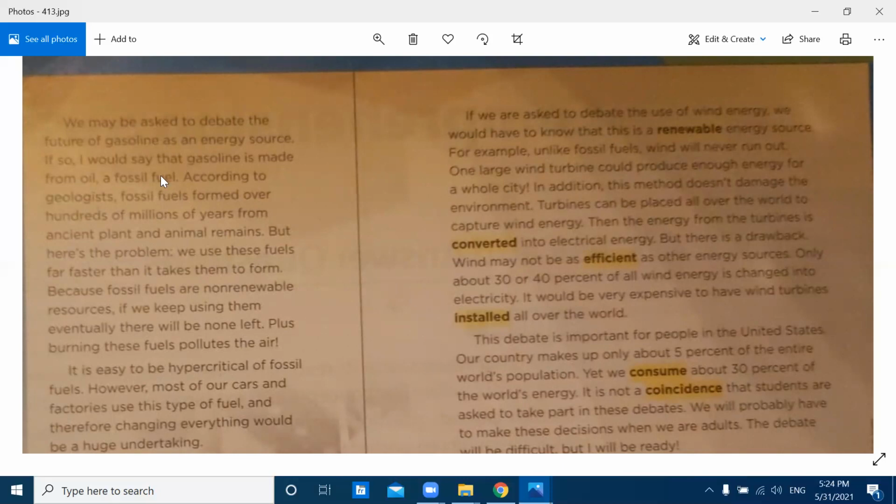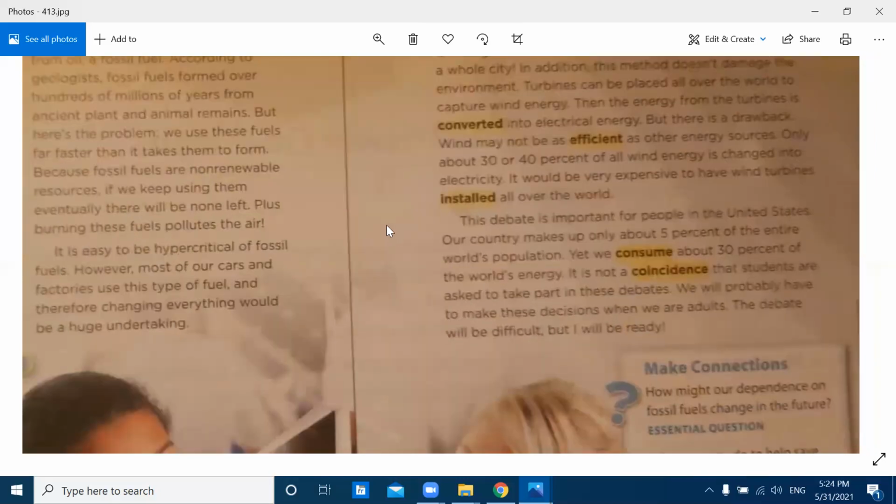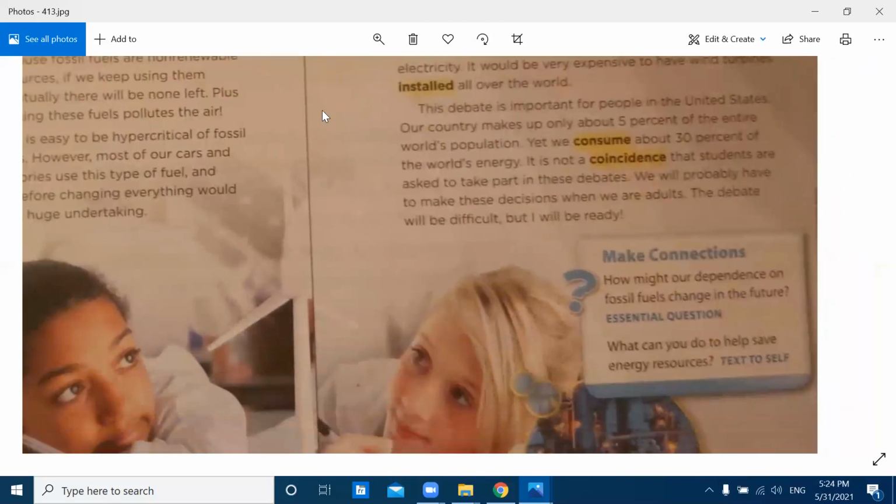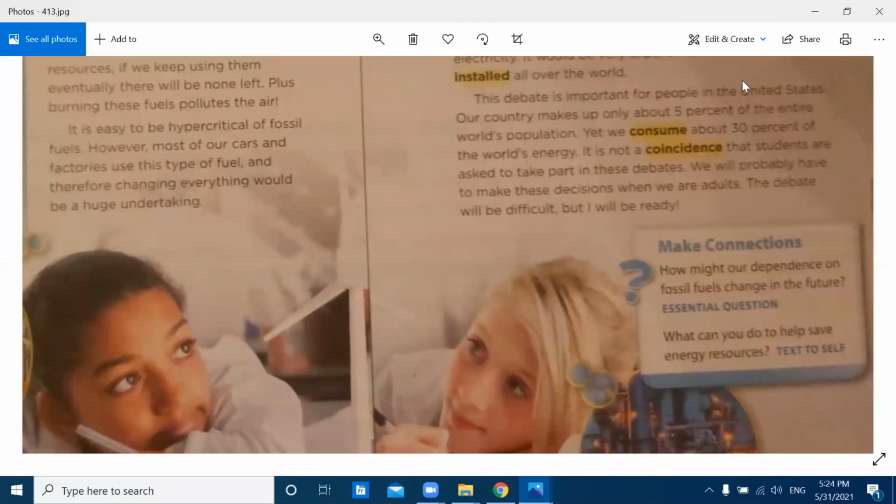Okay, remember we said everybody's using gasoline. So the world is already set up and equipped to use gasoline. To change everything over to wind power would cost a lot of money. The debate is important for people in the United States. Our country makes up about 5% of the entire world's population. So the people who live in America are about 5% of the world's population. Yet they use about 30% of the world's energy. So they use a lot of energy.